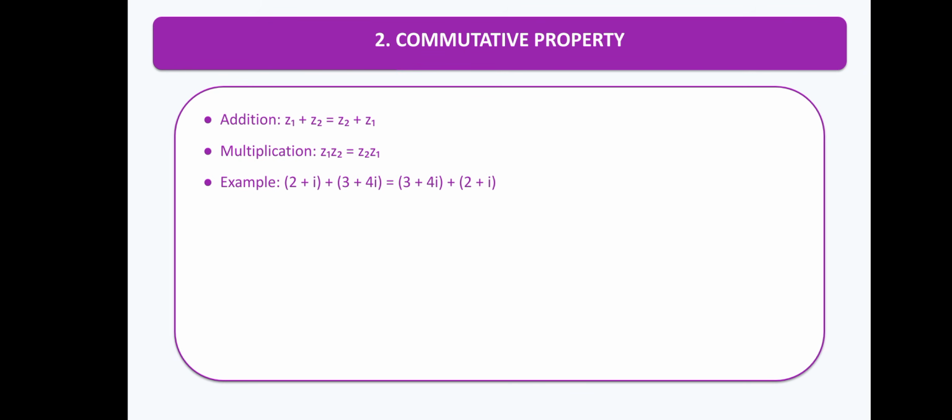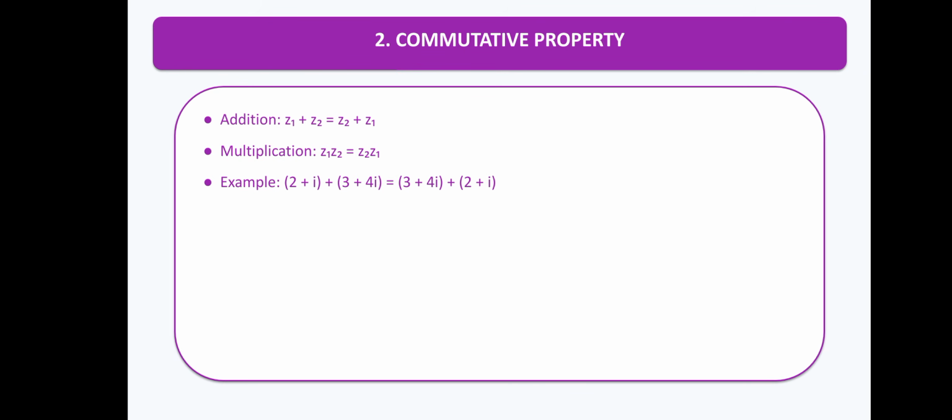Or here we are going to change the order of the brackets. Now we have z2 plus z1. So 3 plus 2, 5. 4 iota plus 1 iota is equal to 5 iota. So means the order doesn't matter. We have z1 plus z2 or z2 plus z1. We get the same answer in both the conditions. So this is commutative property of addition.